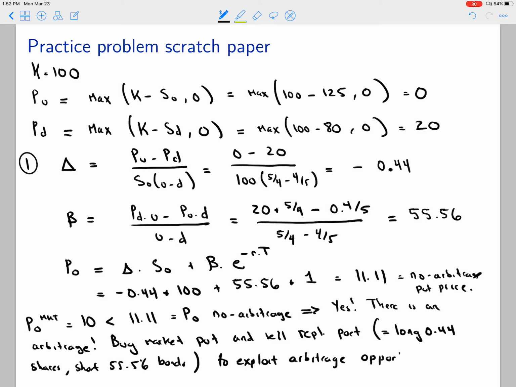Okay. To summarize, we're given a market price for the put. We want to ask whether this price permits arbitrage. To answer that question, we calculate the no arbitrage put price. We have our formulas for delta and beta. We know that the put price has to equal the price of the replicating portfolio if there's no arbitrage. Plug in a bunch of inputs. We find the no arbitrage price is 11.11. Then we compare this amount to the market price. We see that the market price is too low, so we buy low, we sell high.